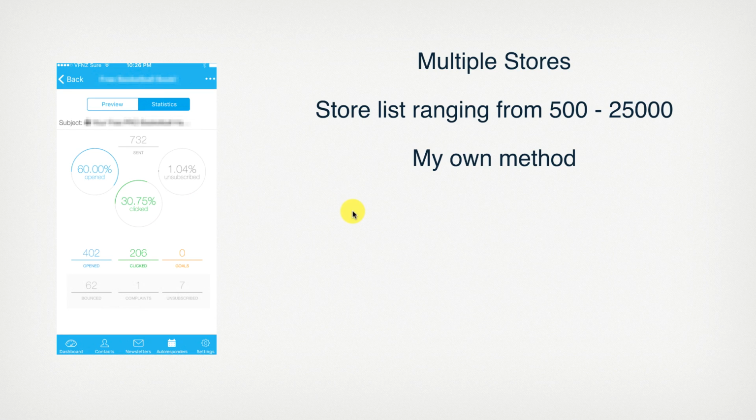Now, I have multiple stores with lists ranging from 500 to 25,000. I have my own method to get sales through these lists and get big open rates and good click-through rates. Look at this click-through rate, 30%, off a tiny list. This one didn't actually take long to build. So I have my own methods, and I'm going to be sharing one of them with you guys today because you requested it.